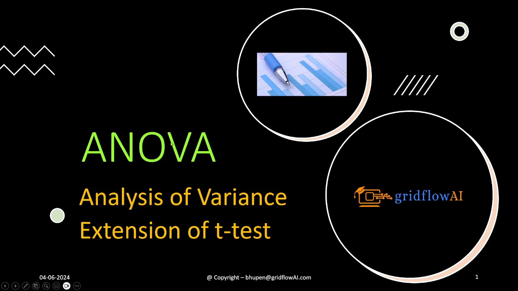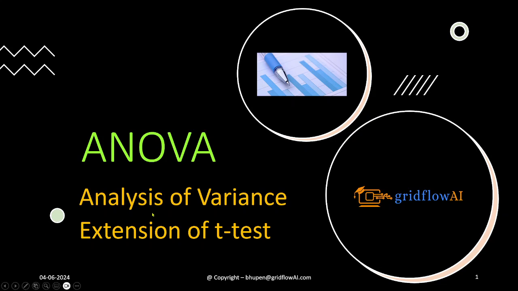In this video, we'll talk about one of the techniques called ANOVA, analysis of variance, which is essentially an extension of the t-test. Imagine you are comparing the effect of fertilizers on plant growth, and ANOVA is used in such situations where you have groups of data and we are analyzing whether the effect of, for example, fertilizers is there on the plant growth or not.